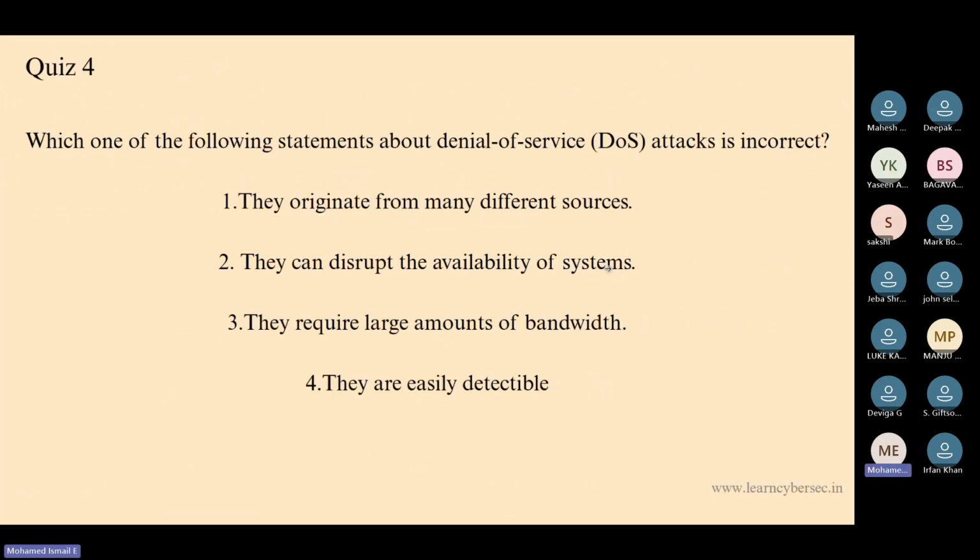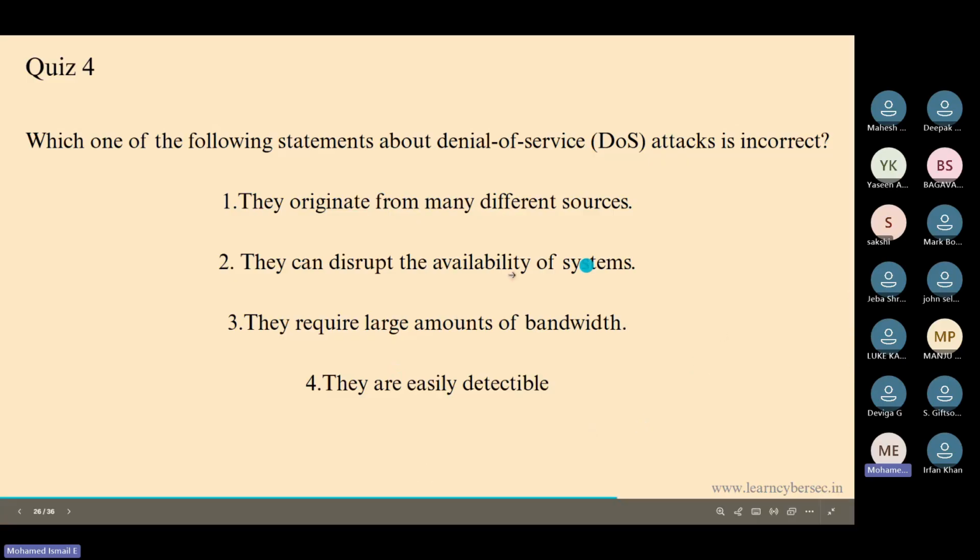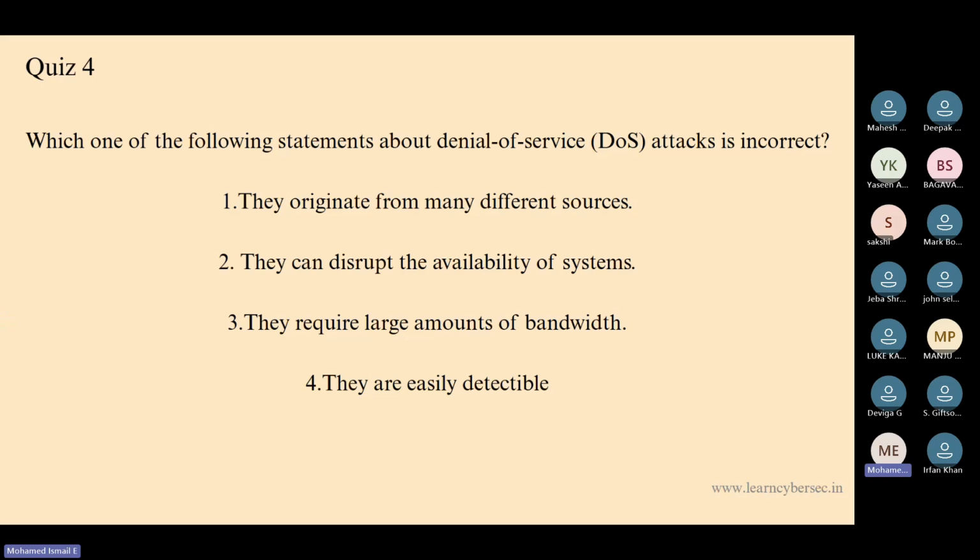So next quiz: which one of the following statements about a denial of service attack is incorrect? Read the question again: which is incorrect. They originate from many different sources. They can disrupt the availability of systems. They require a large amount of bandwidth. They are easily detectable. So which one is incorrect? This is slightly tricky because we are asking not which is correct, we are asking which is incorrect. So figure out, in DoS protection, what could be your answer for this?